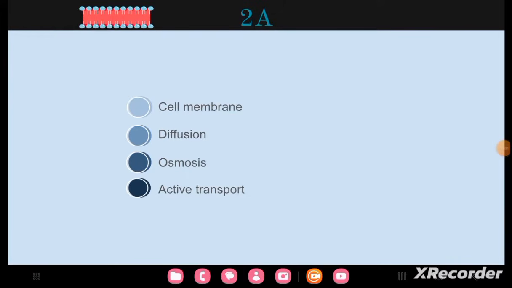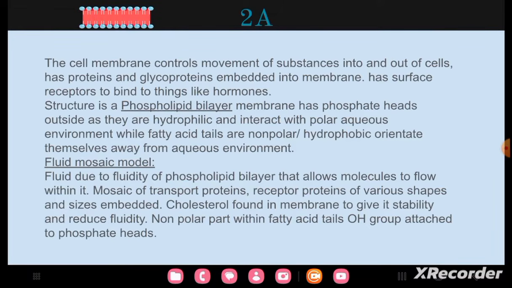2A, we've got cell membranes and the transport across cell membranes. So first, the cell membrane controls the movement of substances into and out of cells. It has proteins and glycoproteins embedded into the membrane, and has surface receptors to bind to things like hormones. The structure of the cell membrane is a phospholipid bilayer.